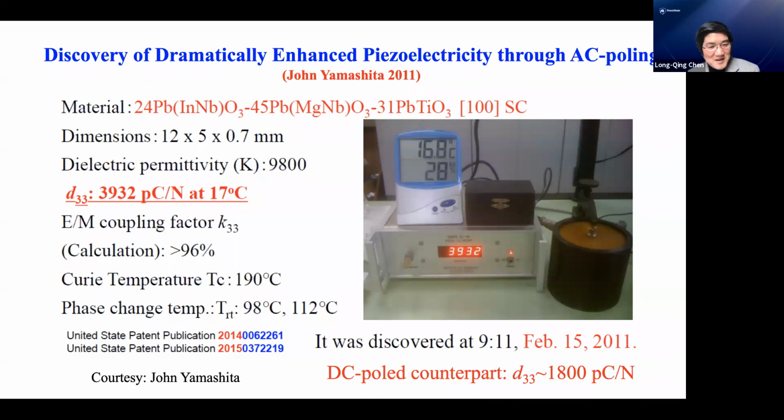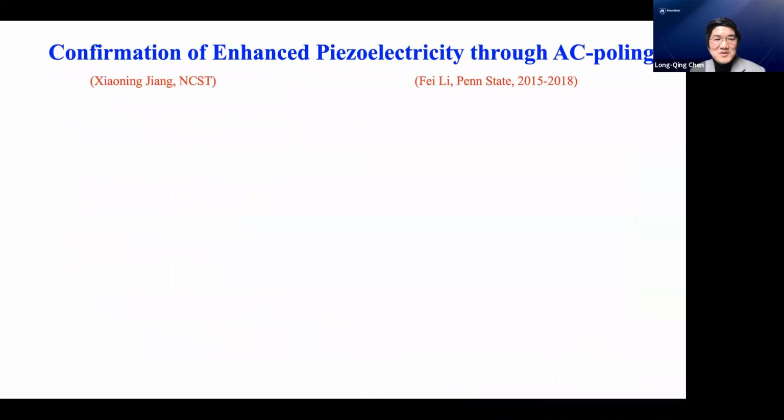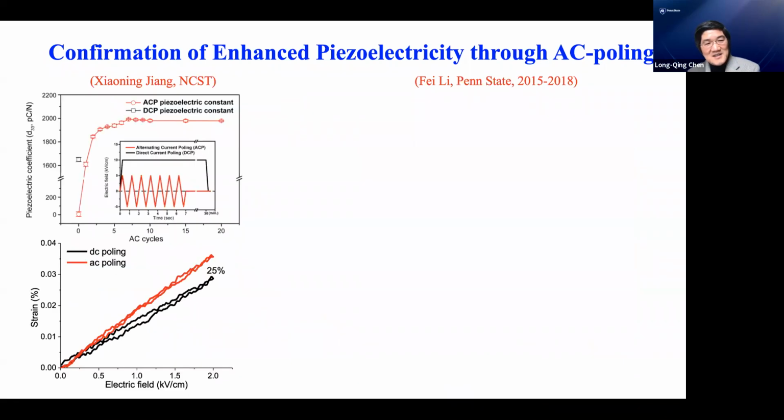Not too many people actually paid attention to this discovery until the last few years. Now there has been quite a bit of activity to try to reproduce whether this is true. Here I'm just showing you a couple of examples. One is by Xiaoying Zhang from NC State here in the United States.